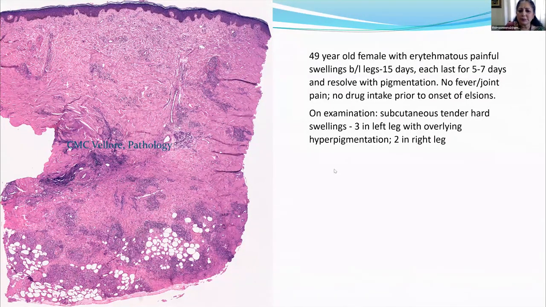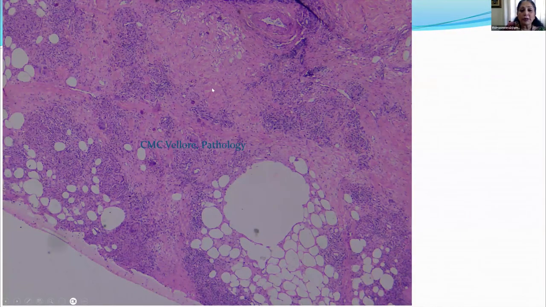Let me show you the next picture, a higher part of the same. Here you also have involvement of the septa. You're right, there is septal and lobular panniculitis. The next thing, is there vasculitis? Can you see a vessel on top? Is there vasculitis or not?